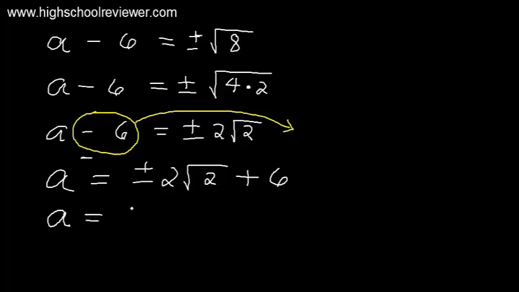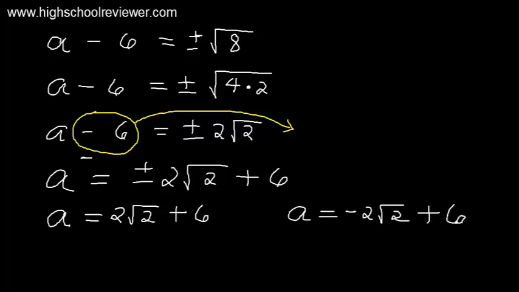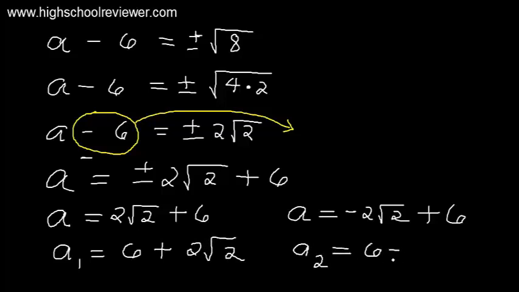The first one will be the positive 2, so this will be positive 2 square root of 2 plus 6. And our next value for a will be the negative, so this will be minus 2 square root of 2 plus 6. Okay, so we can rearrange this. This will be our a sub 1. So this will be 6 plus 2 square root of 2. And this will be our a sub 2. And this will be 6 minus 2 square root of 2. And these are now our final answers.